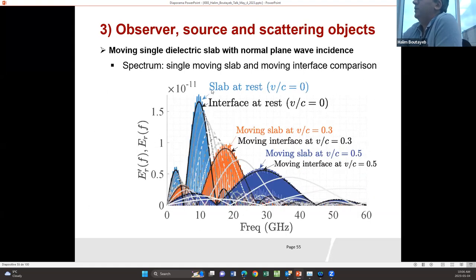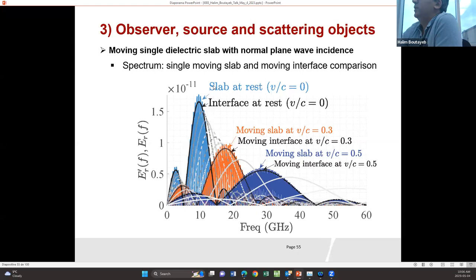Here we consider a moving slab, so a moving dielectric slab. Because it has a certain width, we will have multiple reflections between the interfaces. And this is what we see here in blue.